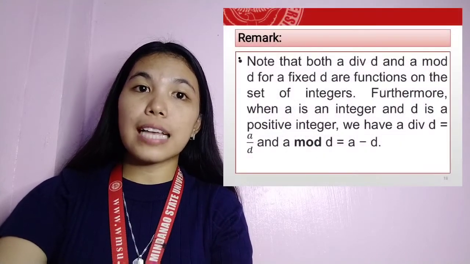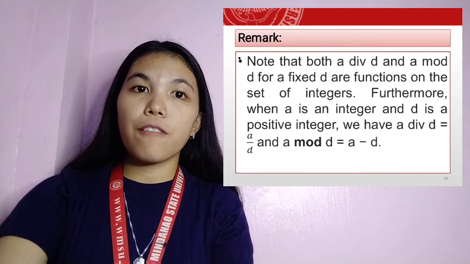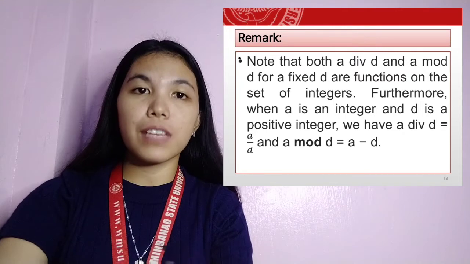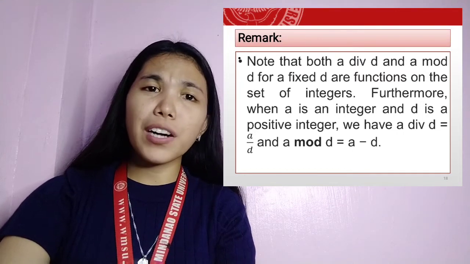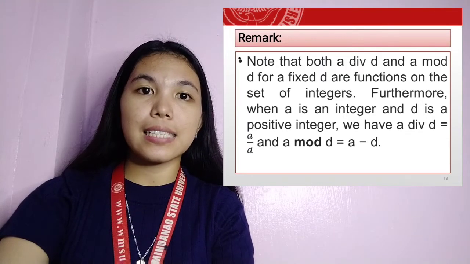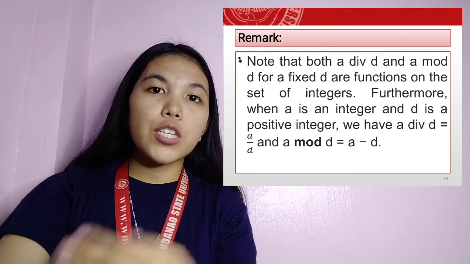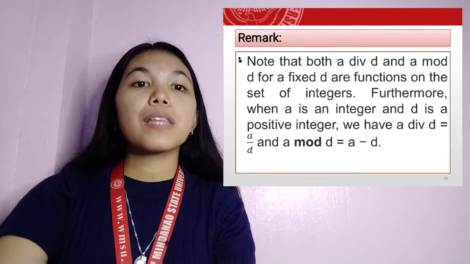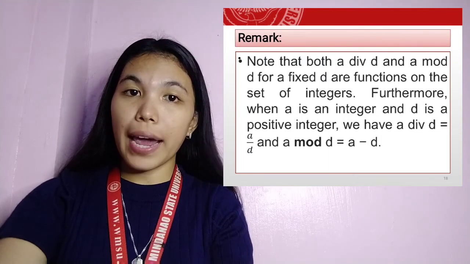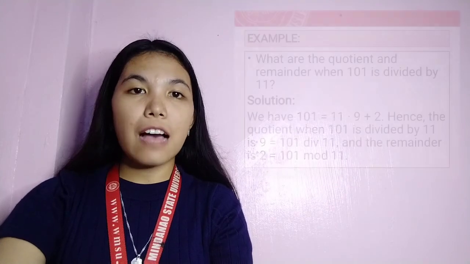Note that both a div d and a mod d for a fixed d are functions on the set of integers. Furthermore, when a is an integer and d is a positive integer, we have a div d equals the floor of a over d, and a mod d equals a minus d times a div d.